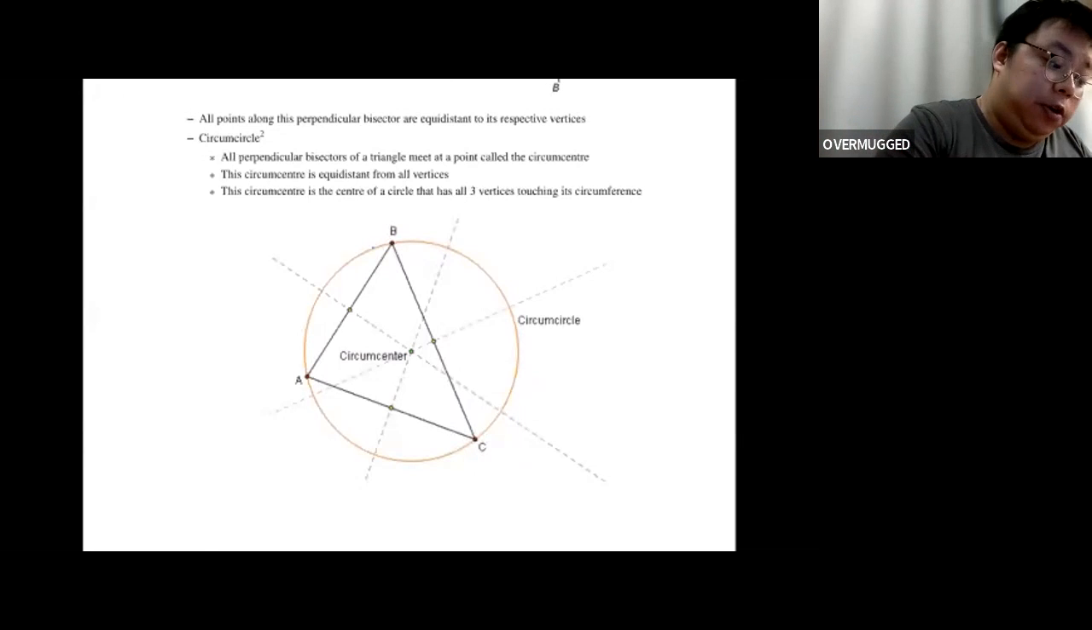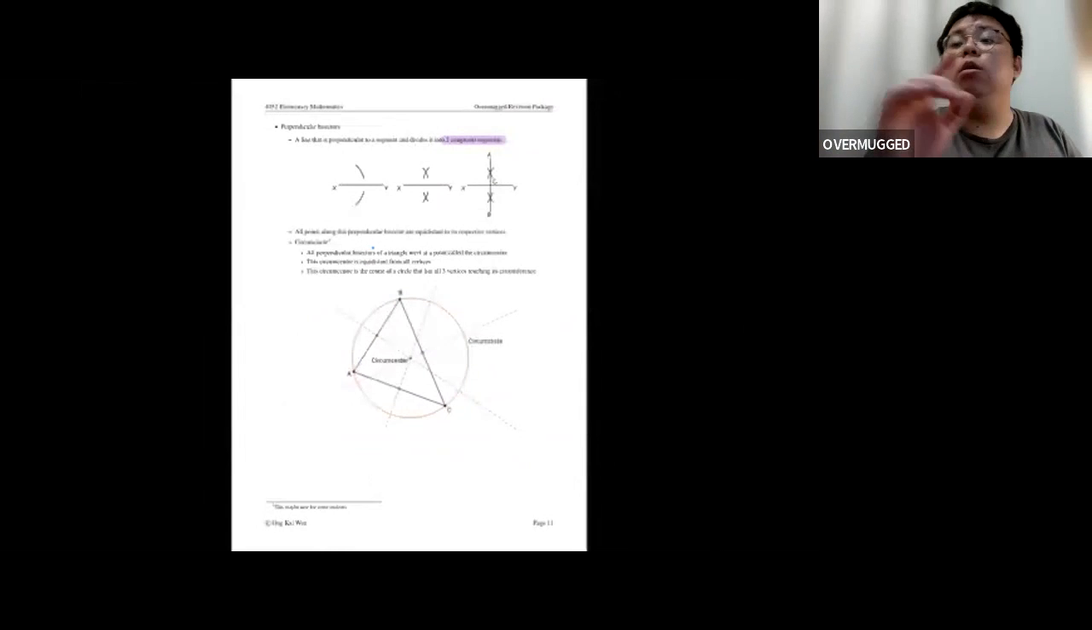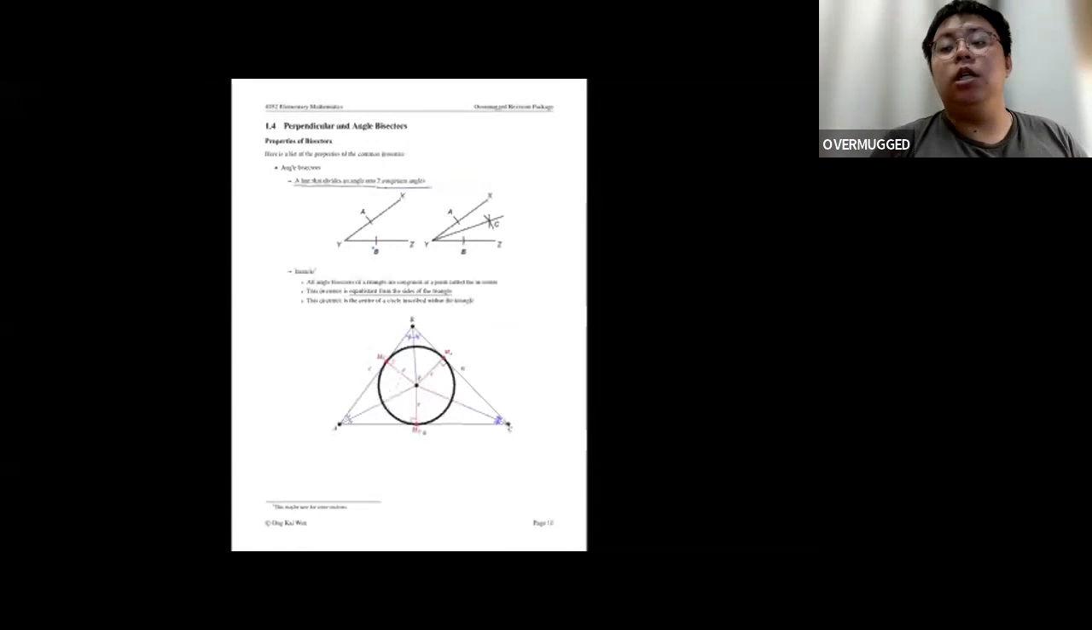So take note, there's a difference. I'm going to change the pages a while. For perpendicular bisectors, when you're drawing the circle around, it is actually on the outside of the triangle. For angle bisectors, it is on the inside of the triangle, and this is what we call an in-circle, in-center.